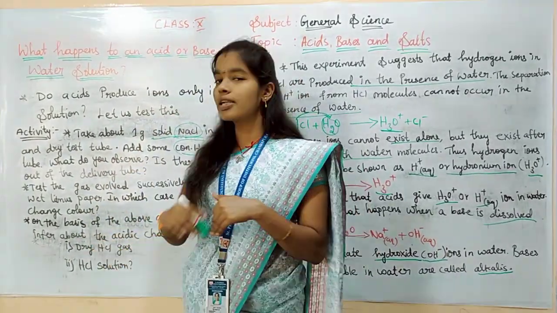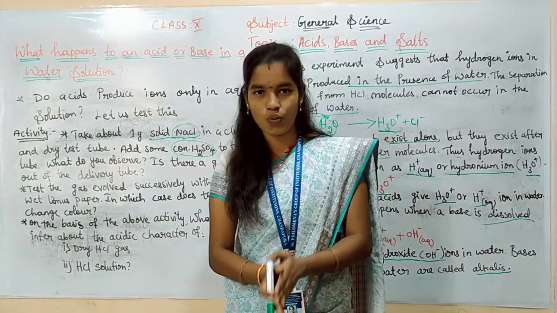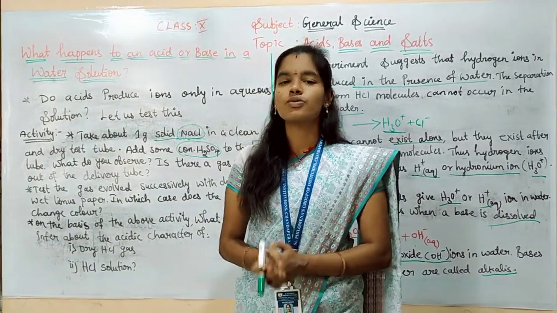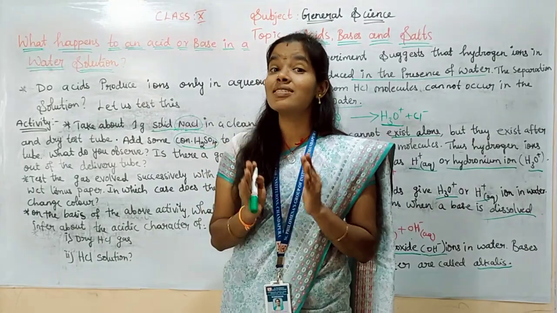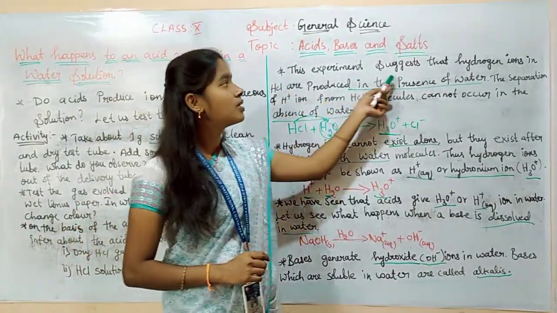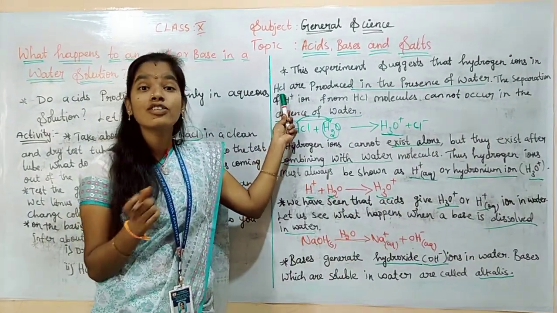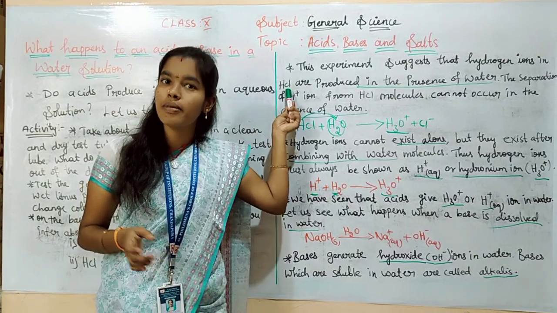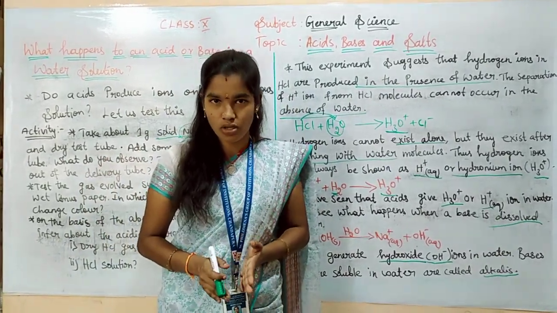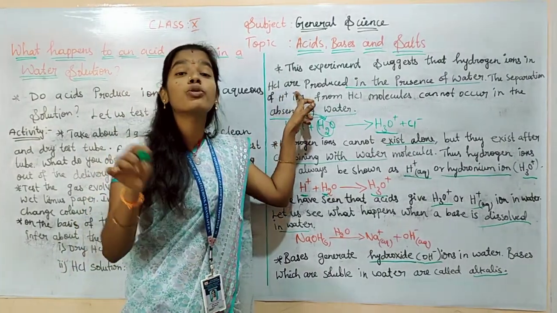Either the HCl gas should be wet, or else the litmus paper should be wet, or else it will not change the color. Why is it happening so? We will see here. This experiment suggests that hydrogen ions in HCl are produced. HCl is nothing but an acid, hydrochloric acid. Is it or not?